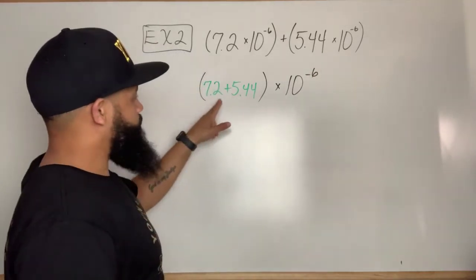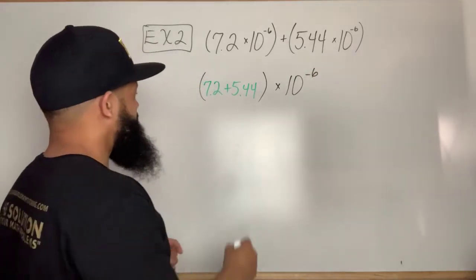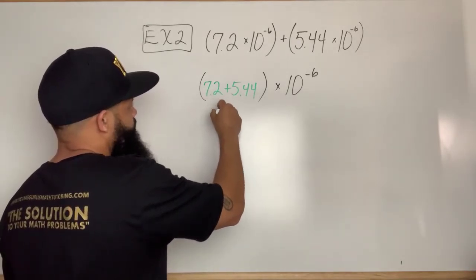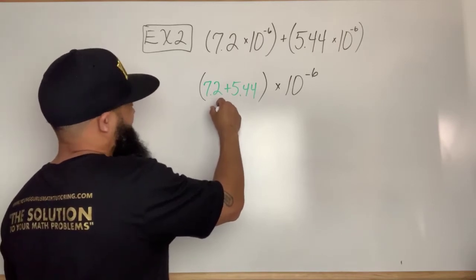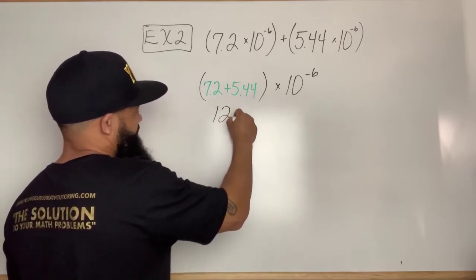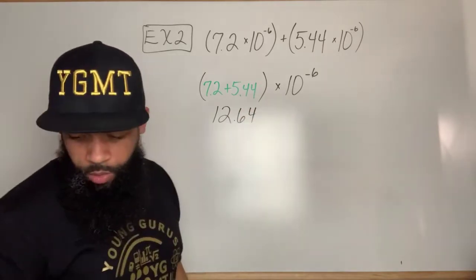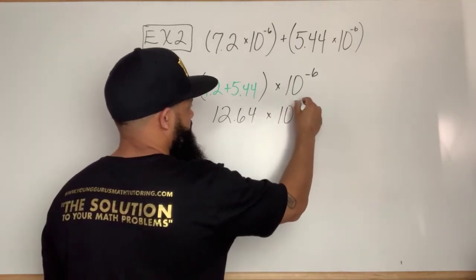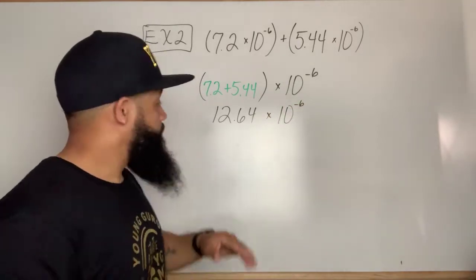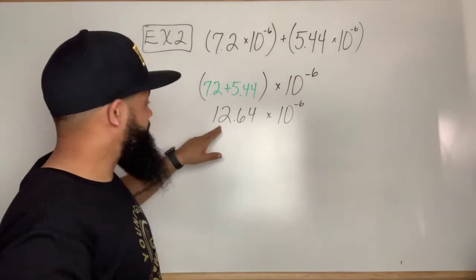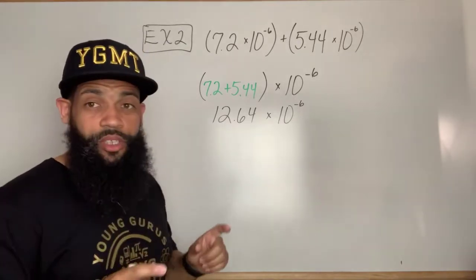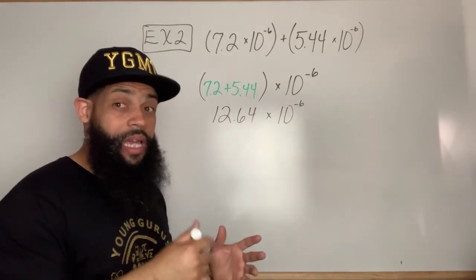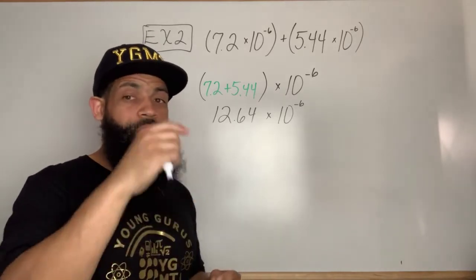Okay? 7.2 plus 5.44 is going to give me 7 plus 5 is 12. So 12.64, if I wrote that right. Yep, 12.64, and then times 10 to the negative 6. Now, here's the thing. This cannot be our answer because this is technically not scientific notation. Why? Because this first number has to be between 1 and 10. So it has to be greater than 1, but less than 10.